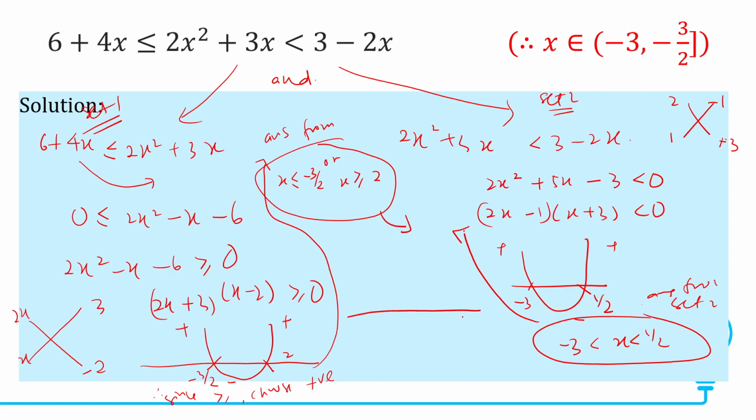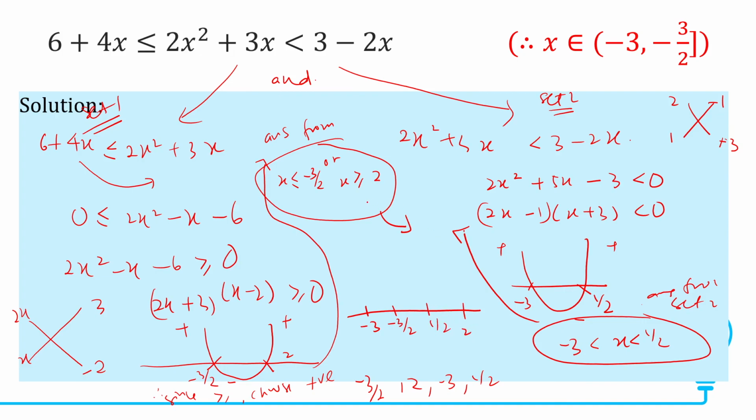I draw my number line. I look at how many numbers I have. Negative 3 over 2, I have 2, I have negative 3, I have 1 over 2. So this is 4 numbers and I need to arrange from the smallest to the largest. So negative 3, negative 3 over 2, half and 2.